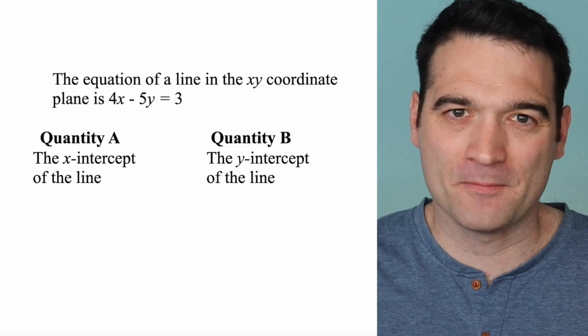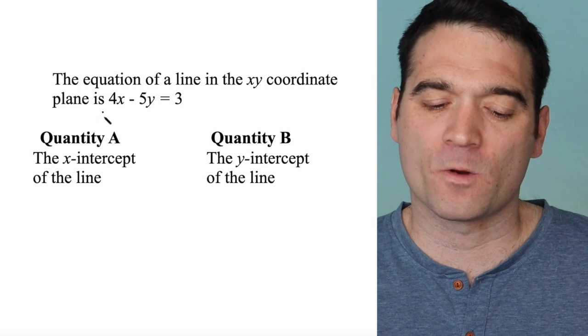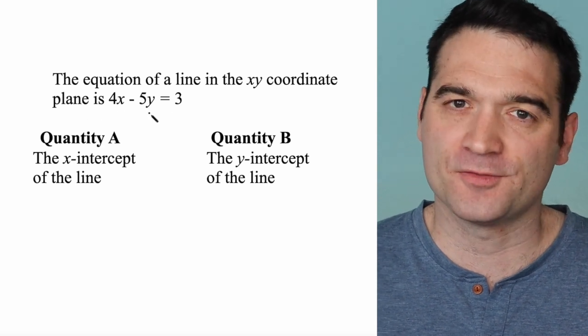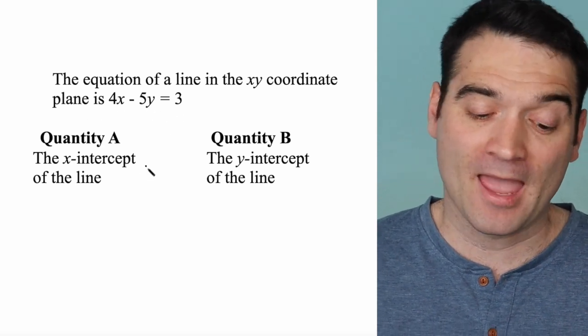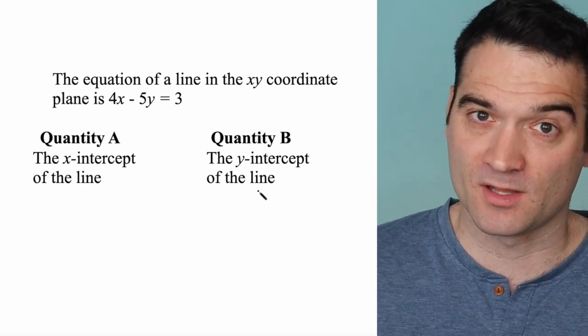Here's a GRE quant comparison question. Let's take a look. The equation of a line in the xy coordinate plane is 4x minus 5y equals 3. And we want to know what's greater, the x-intercept of the line or the y-intercept of the line.